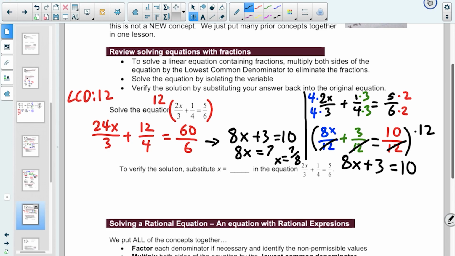So if we're going to verify our solution, we're going to substitute x is equal to 7 over 8.